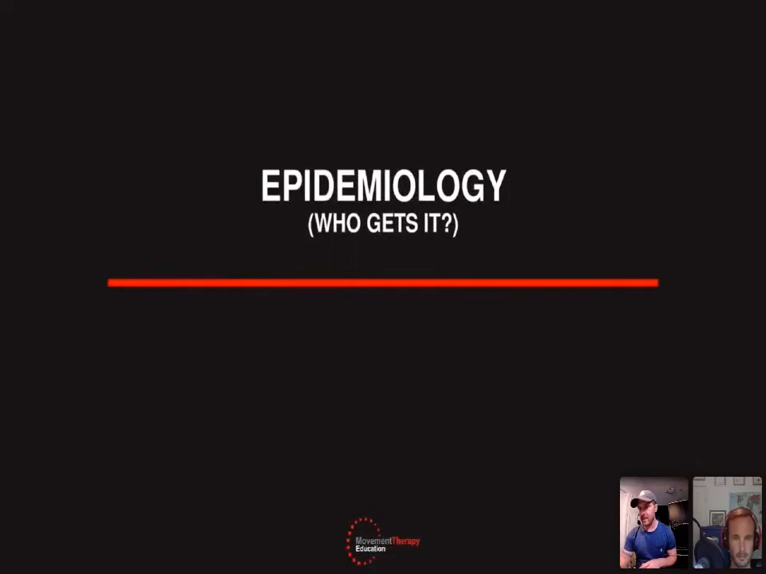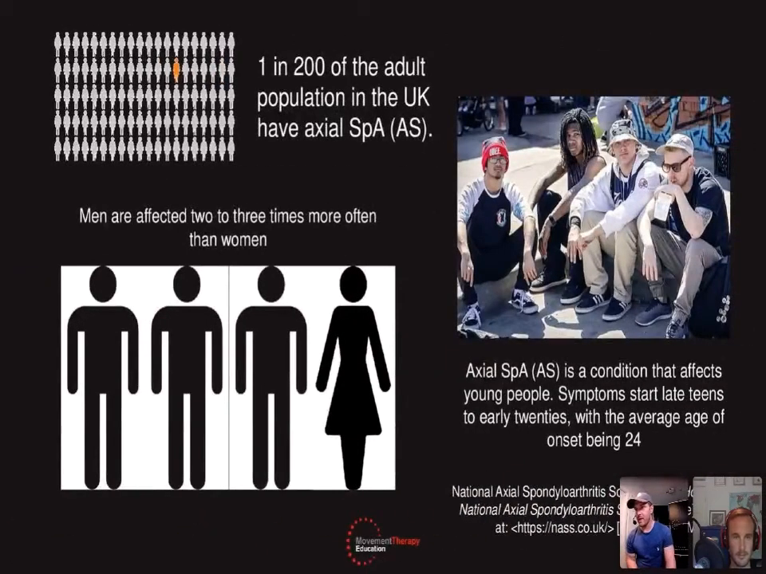So who gets it? Who do we need to look out for in clinic? Well, these are the people we need to look out for. So 1 in 200 of the adult population in the UK will have some kind of axial spine, so the main bit of your spine down the middle, spondyloarthropathy. Easy for me to say.